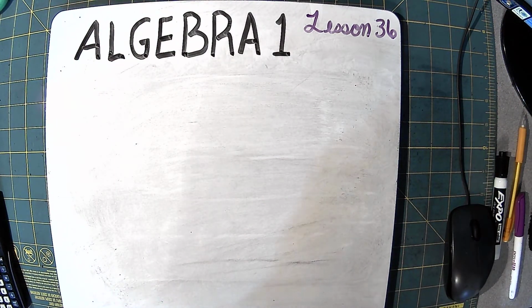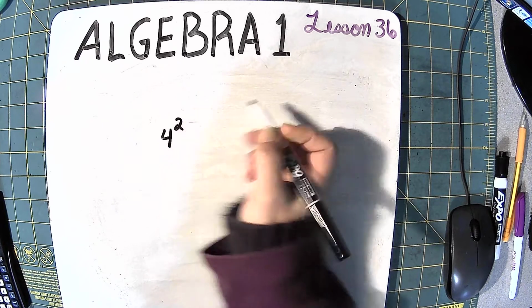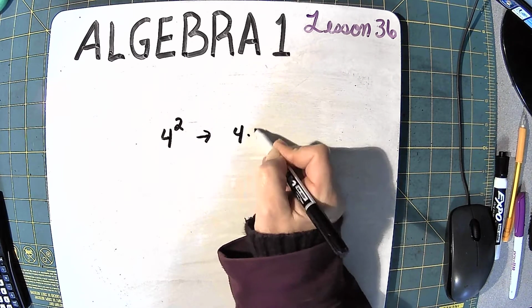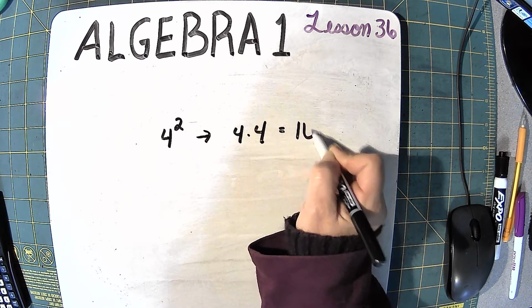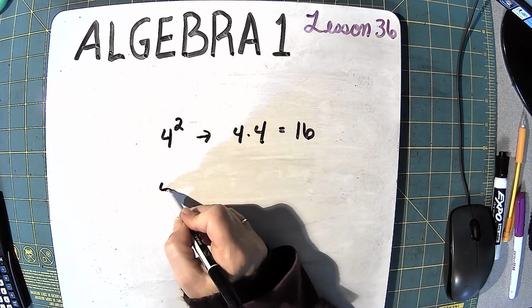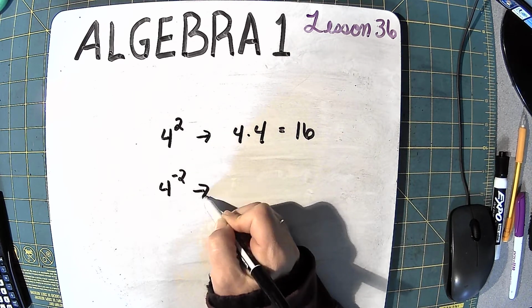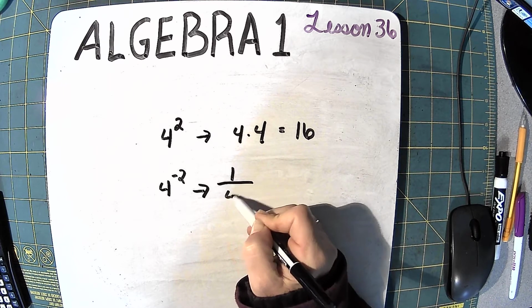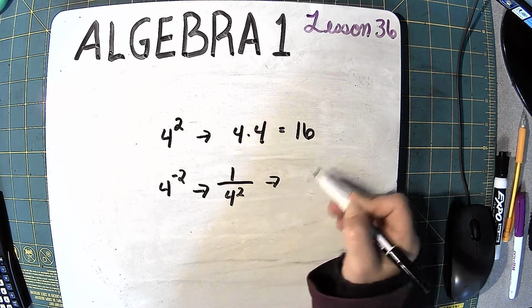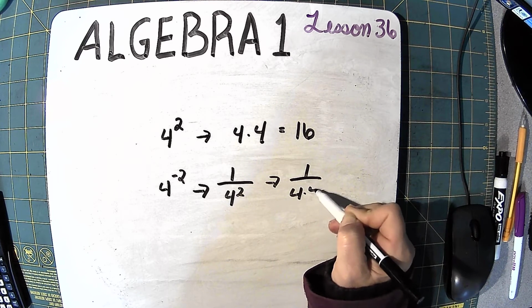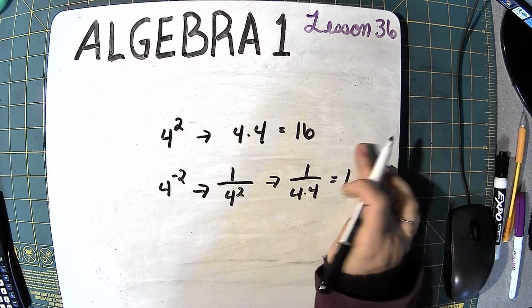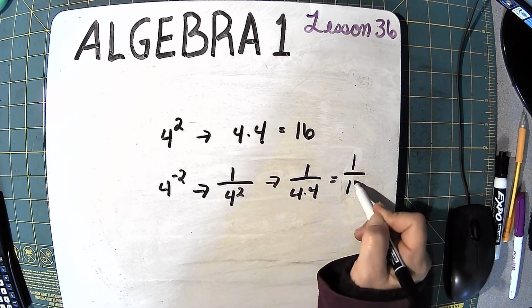Now we're going to work on minus signs with negative exponents. So if we have 4 squared, that means 4 times 4, which would be 16. If we have 4 to the negative 2, that means 1 over 4 squared, which means 1 over 4 times 4, which is 1/16.